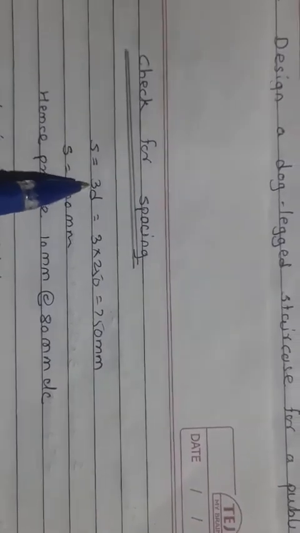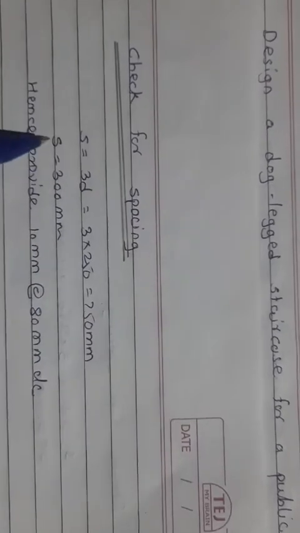Now we go for the check for the spacing first. The spacing should not be greater than S equal to 3 times effective depth, so 3 into 250 gives 750 mm, or S equal to 300. So we provide 10 mm diameter steel bars at 80 mm center to center.